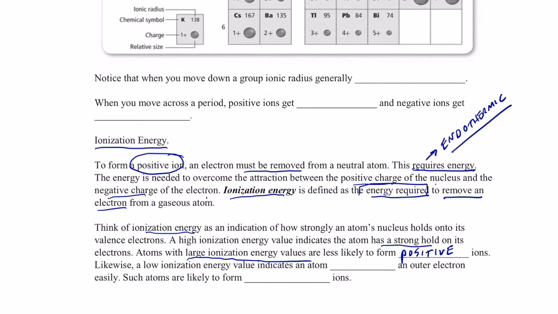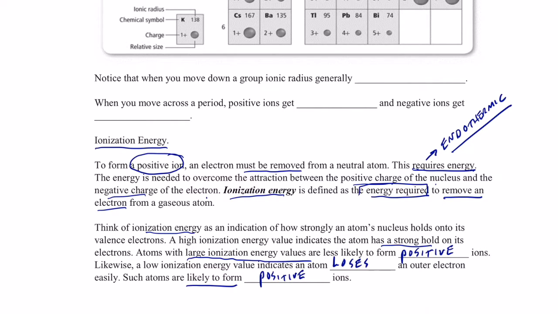Likewise, a low ionization value indicates an atom loses an outer electron easily. So if its ionization energy is low, it's pretty easy to take that electron away, so it can lose it easily, and it's likely to form positive ions.